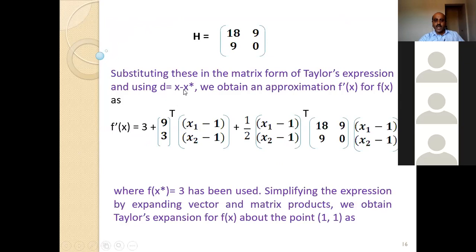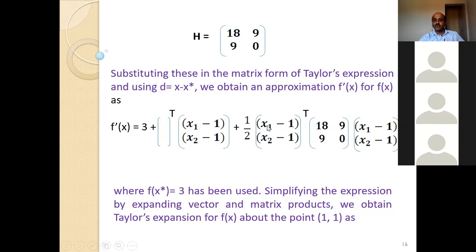D is equal to x minus x star. Here x star is 1, and x here is x1. So I am substituting D as x1 minus 1 and x2 minus 1 in the matrix form. This is the second term in the notation.